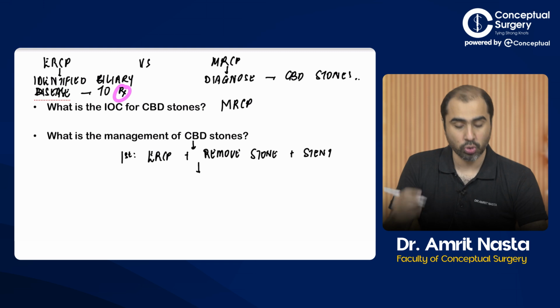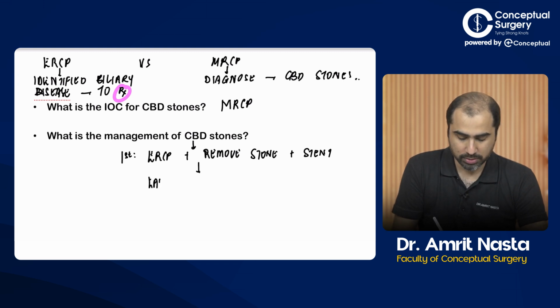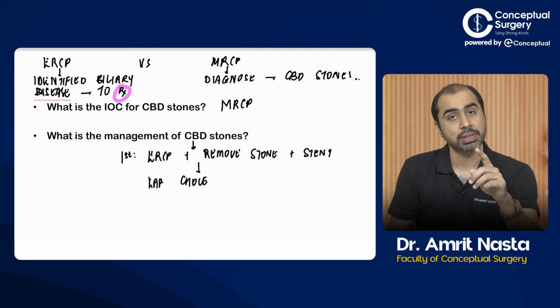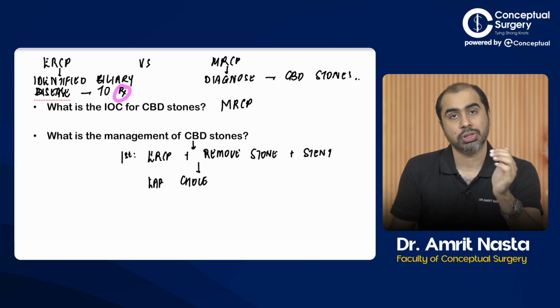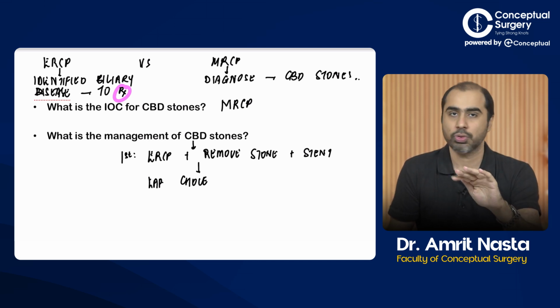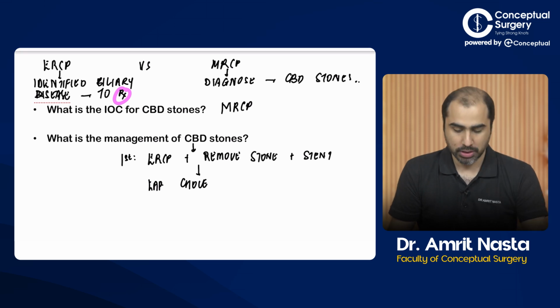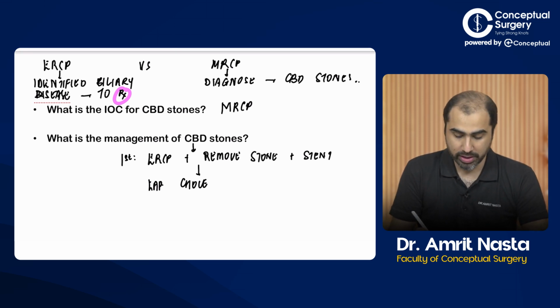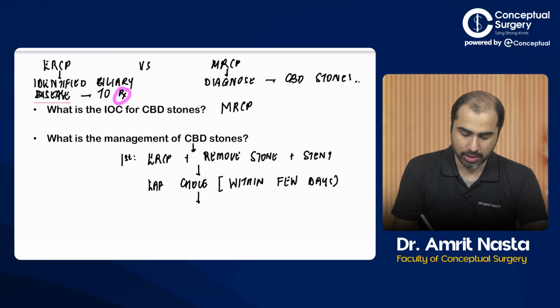Then once the CBD stone is removed, you are going to do lap chole. The gallbladder has to be removed. Even if you don't see stones, you will still remove the gallbladder because the stone has come from the gallbladder only. So you assume and you remove it. Usually it is done within a few days of ERCP, usually within 1 or 2 days.